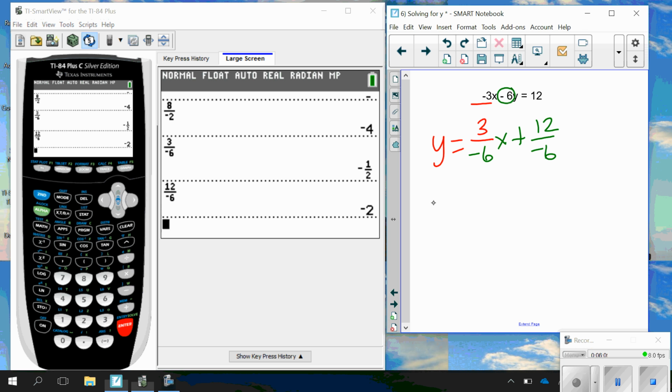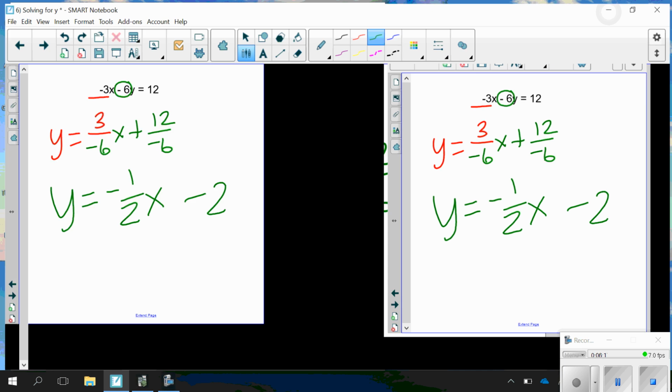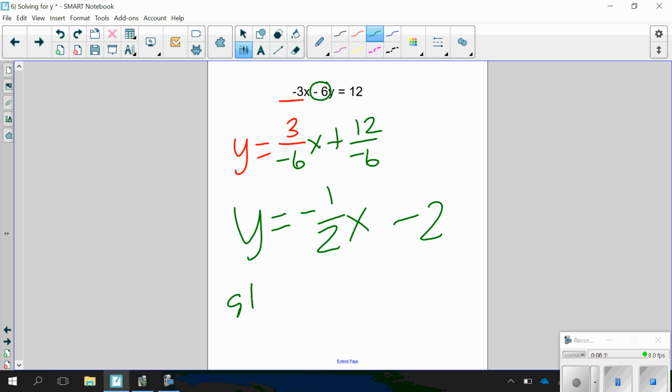So I have y equals negative 1/2 x minus 2, where my slope is negative 1/2 and my y-intercept is negative 2.